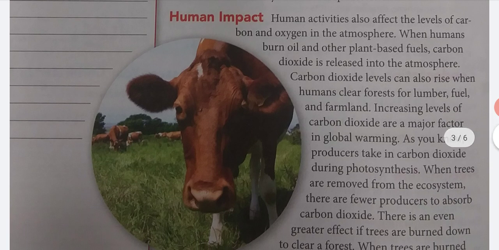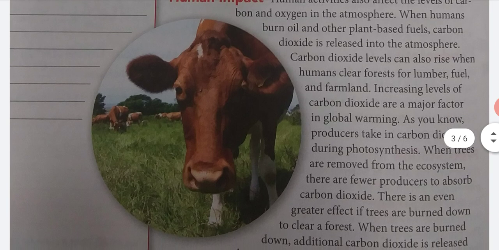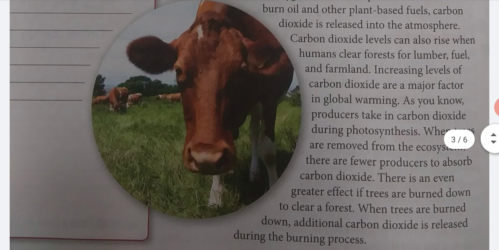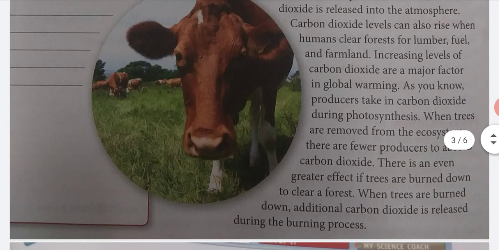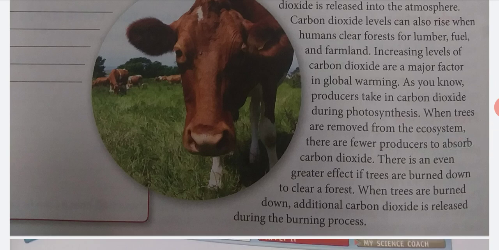Human impact. Human activities also affect the levels of carbon and oxygen in the atmosphere. When humans burn oil and other plant-based fuels, carbon dioxide is released into the atmosphere. Carbon dioxide levels can also rise when humans clear forests for lumber, fuel, and farmland. Increasing levels of carbon dioxide are a major factor in global warming.